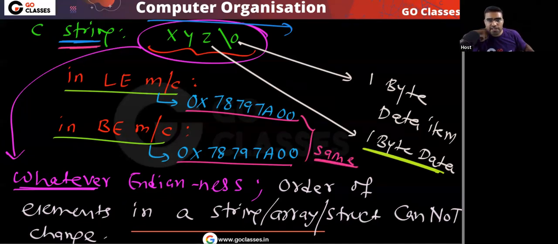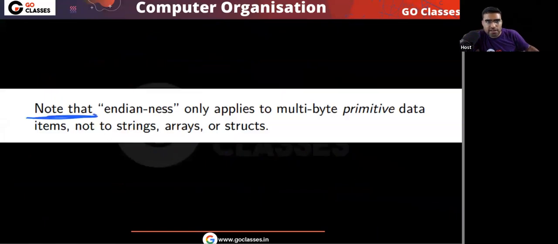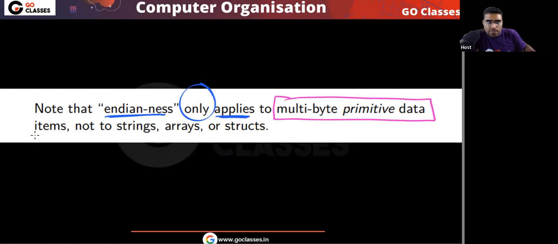Because for a string, the endianness concept will not apply. Note that this endianness concept only applies to multi-byte primitive data items. And remember, this will not apply to strings, arrays, and structs. This we have already seen. So very simple.